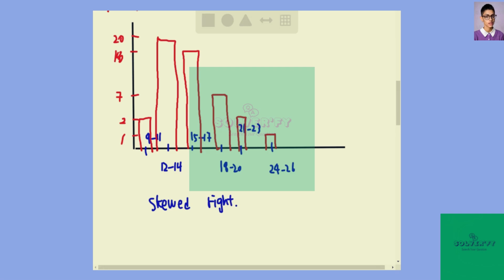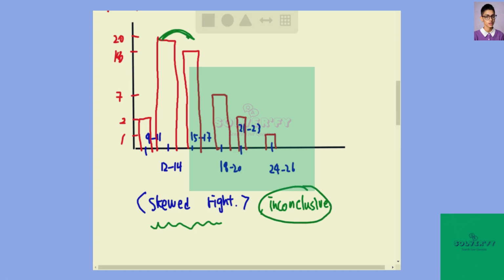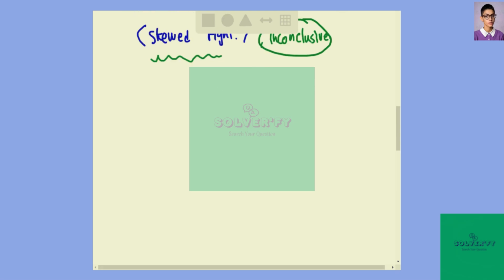Although we cannot really say it's completely skewed right, we can just say the data is concentrated over here, so we can say it's skewed right, but inconclusive will also be an appropriate answer. We cannot really tell. It's not really uniformly distributed, obviously. It's not bell shape. It's close to bell shape as well, right? So I'd rather say inconclusive. All right, good. And then let's do a frequency polygon.